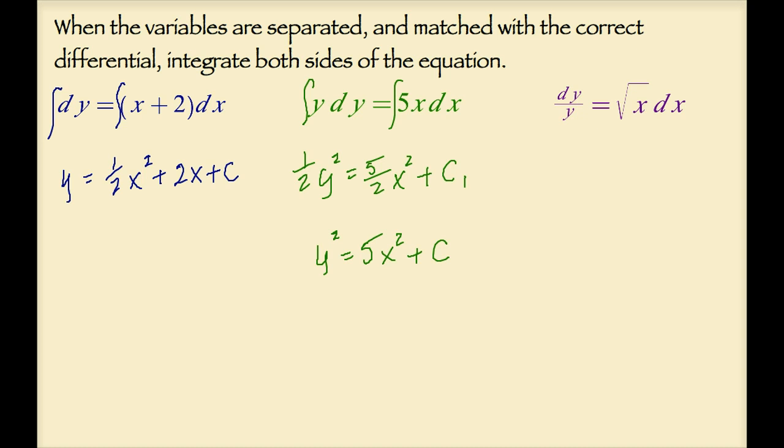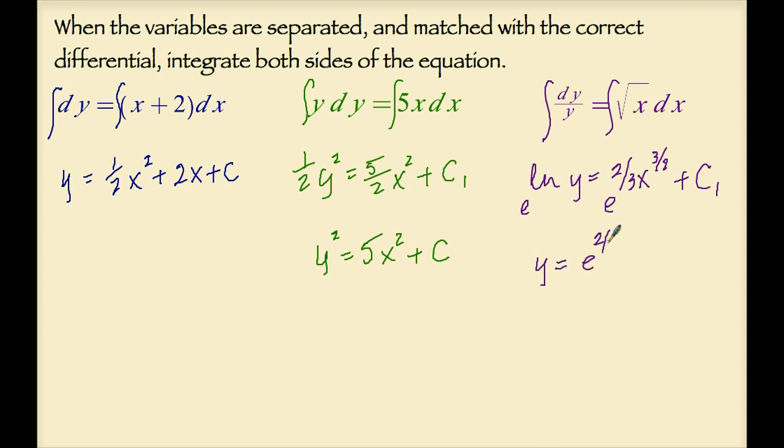In the third example, I'm going to integrate both sides and I'll end up with natural log of y is equal to 2/3 x to the 3/2 plus c sub 1. Again, since this constant will undergo another transformation, I'll label it c sub 1 until it reaches its final form. I'll need to exponentiate both sides of this equation to solve for y. This gives me y equals e to the 2/3 x to the 3/2 plus c sub 1.